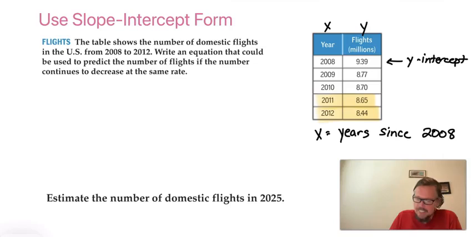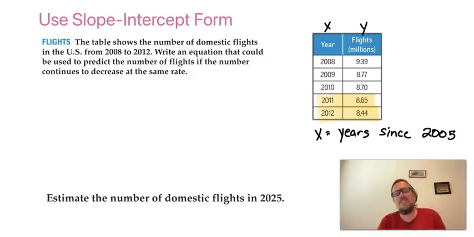But let's make things a little more difficult for ourselves. Let's say since 2005, just so we get some practice finding the y-intercept. If I was really doing this, I'd probably say 2008 was the y-intercept. But let's go ahead and make it a little difficult just so we can get some practice in here. Let's say years since 2005, so we have to find the y-intercept. I know we're doing it the hard way, but let's practice.